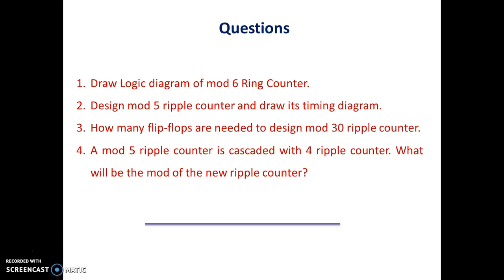Questions. Based on this, you have to give the answers of the questions. Draw the logic diagram of mod 6 ring counter, then design mod 5 ripple counter and draw its timing diagram. How many flip-flops are needed to design mod 30 ripple counter? A mod 5 ripple counter is cascaded with mod 4 ripple counter. What will be the mod of the new ripple counter? You have to answer these questions.